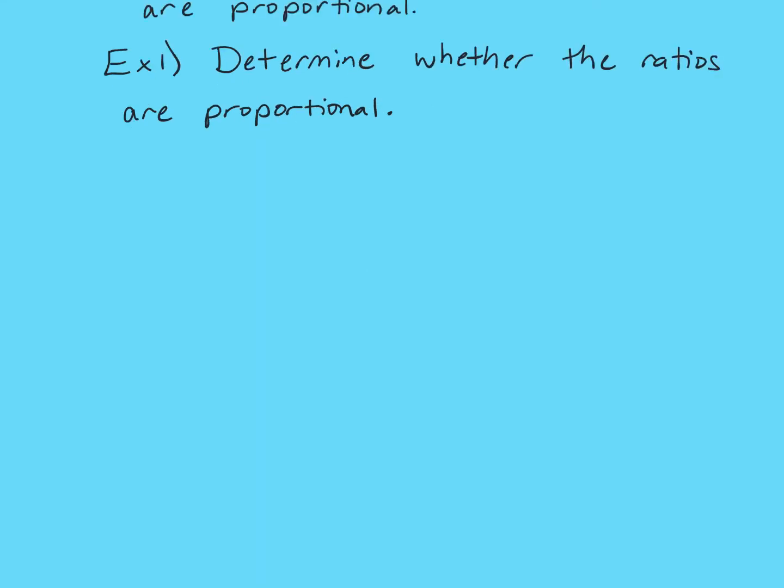Example 1, determine whether the ratios are proportional. So we have 2/7 and 6/21. When we're trying to see if these are proportional, then we can just look to see if the fractions can be equivalent. Notice that 2/7 is simplified.